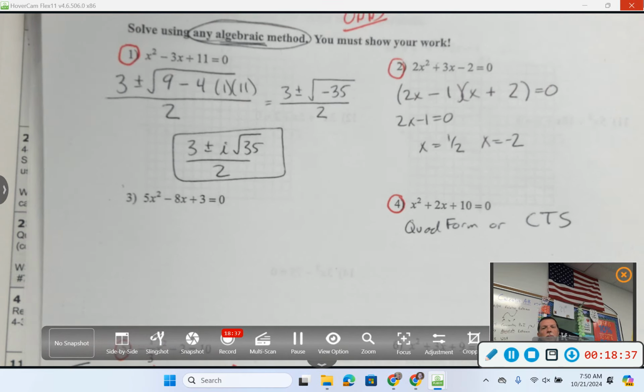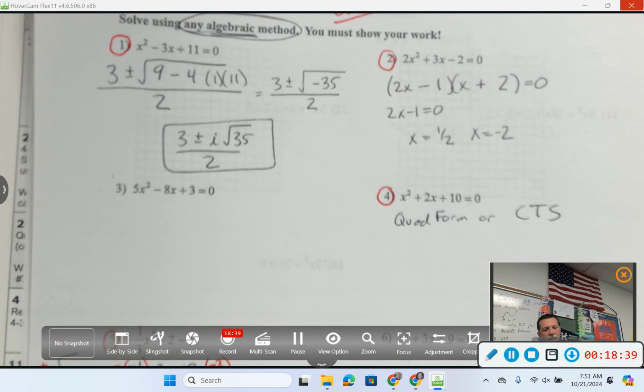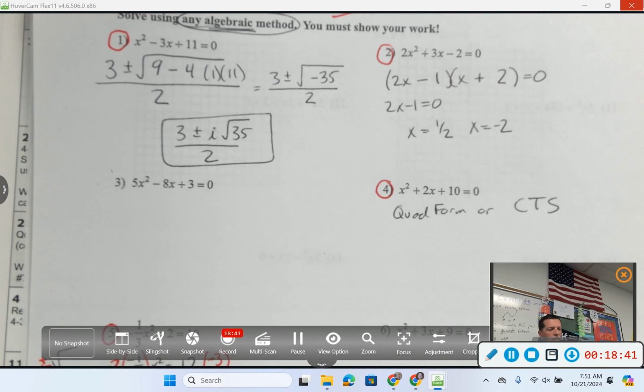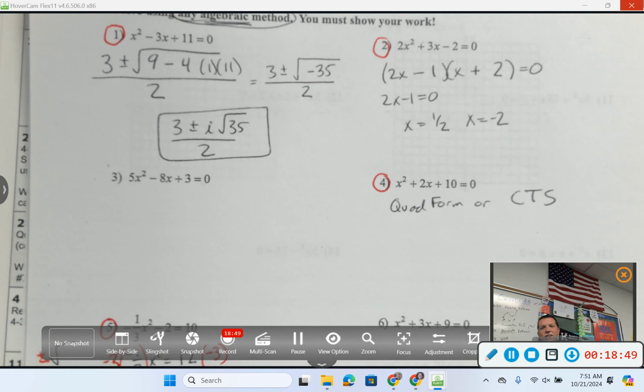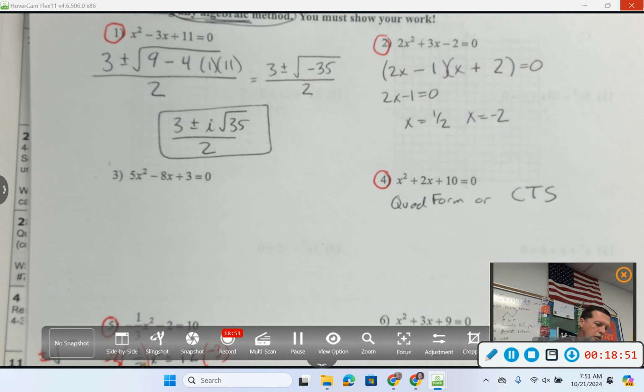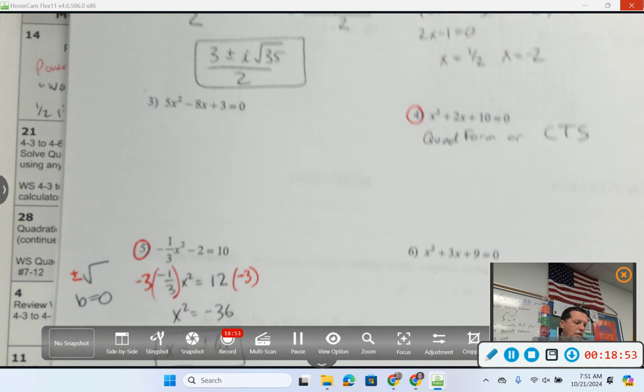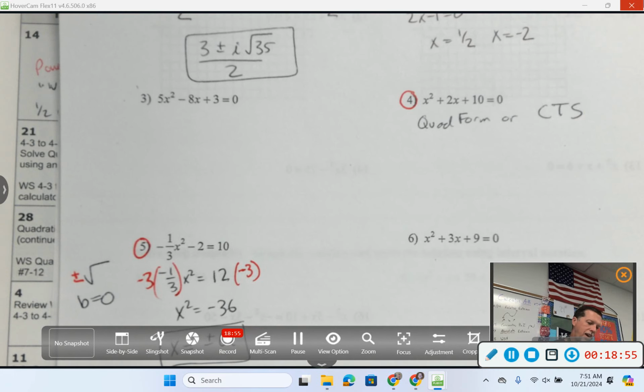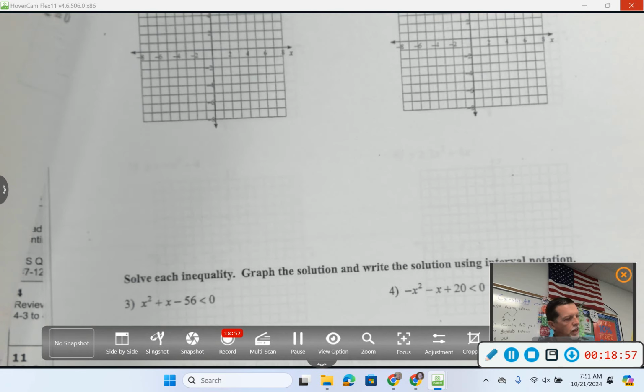Okay, so your assignment is the odds. I think that's 9 problems. Again, any method you like. And, yes, that means you could use the quadratic formula on all of them. I just feel like that would take longer. Take a minute to see if there's no b. Take a minute to see if it factors. And if those don't work, then go to the quadratic formula.